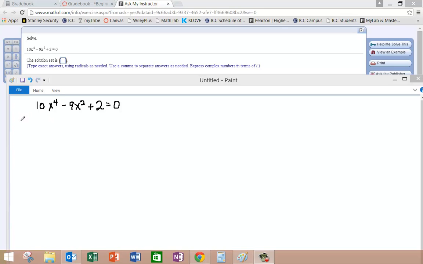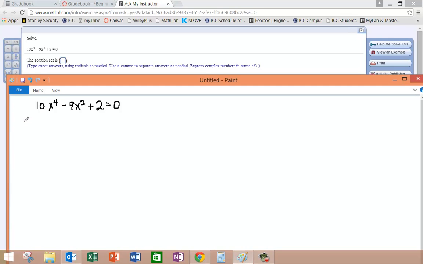We can take another variable, let's say w, and let that equal x squared. All right, when I'm subbing in w for x squared, my equation becomes 10w squared, since x squared squared would be x to the fourth, minus 9w plus 2 equals 0.